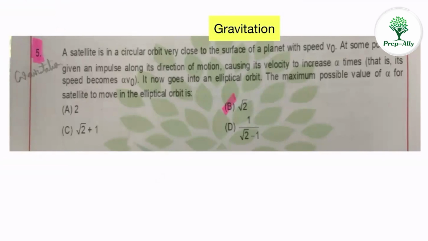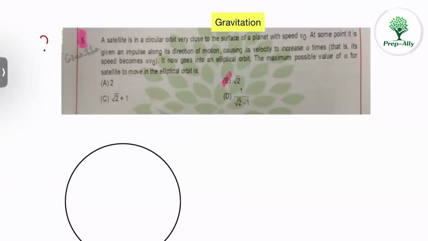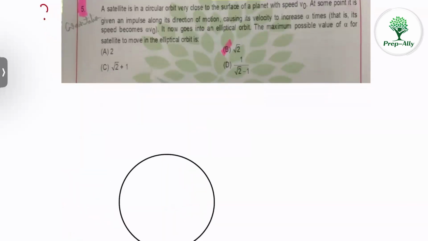What is the doubt here? Can you explain this question, sir? Very close to the Earth's surface. So what will be the radius of the satellite? Circular motion. R, sir.